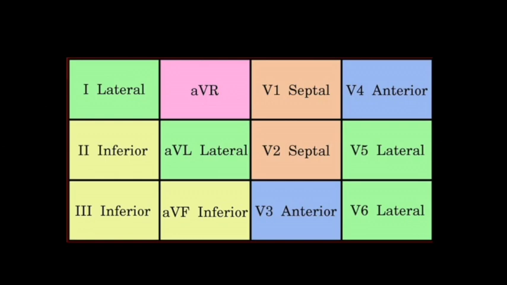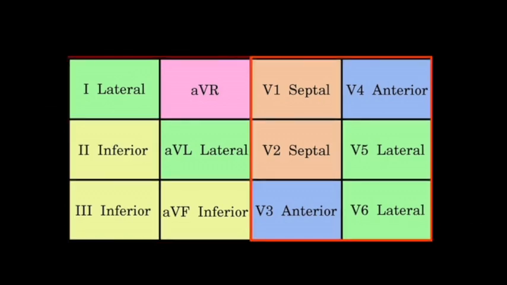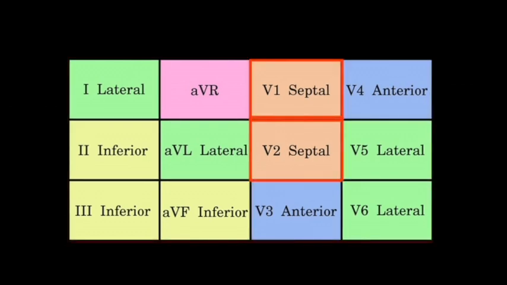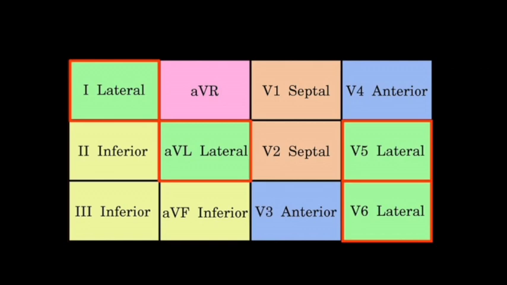Let's review. Leads and walls. Leads 2, 3, and AVF look at the inferior wall of the heart. Leads V1 through V6 collectively look at the entire anterior wall of the heart, but we break these down into subsections. V1 and V2 are the septal leads. V5, V6, 1 and AVL, the lateral leads.